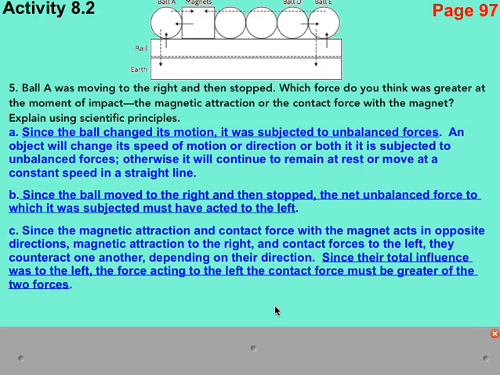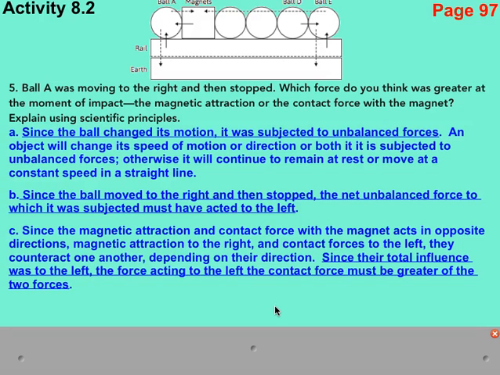So since the ball moved to the right and then it stopped, the net unbalanced force to which it was subjected must have acted to the left. Because if the force was acting to the right, the same direction as ball A was moving, it would reinforce it and ball A would continue to move. In fact, it would move faster. But it didn't. It stopped.